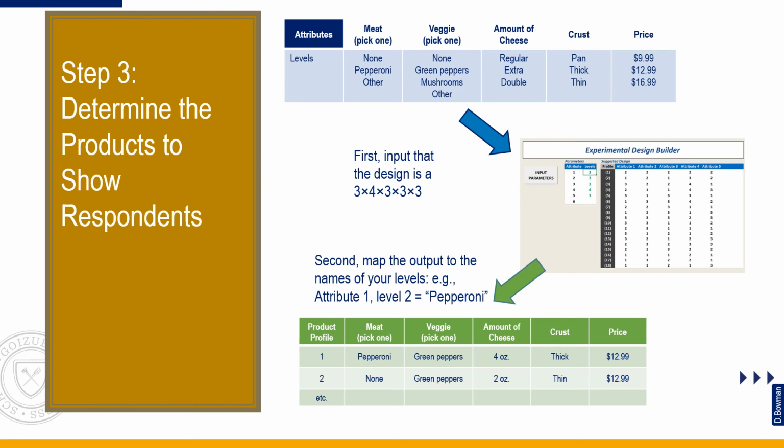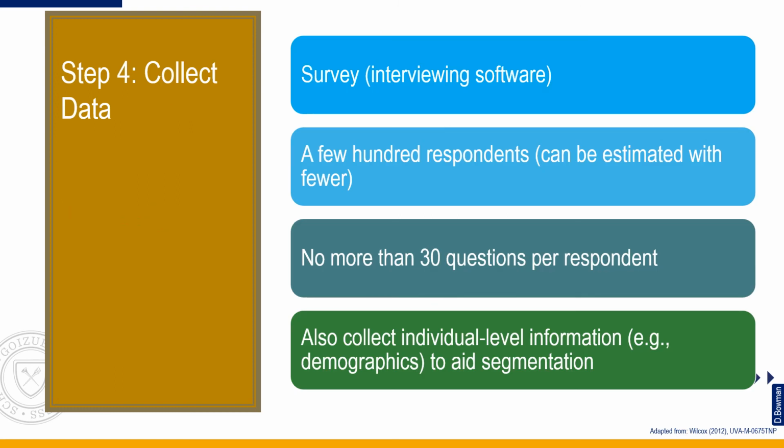Because determining the products to show respondents is needed for every conjoint study, there are tables we can refer to, some that were created decades ago. The formal name for this is an experimental design. Step 4. Collect the data. Today this is done using interviewing software. Aim for a few hundred respondents.